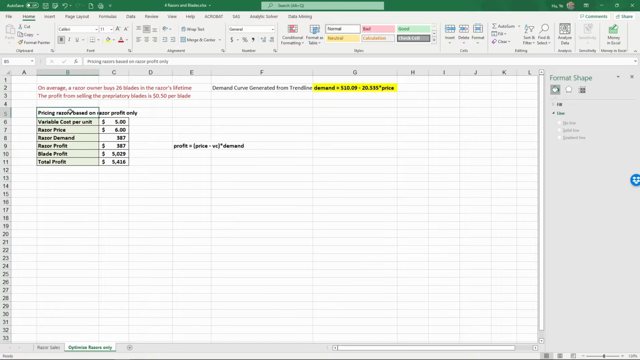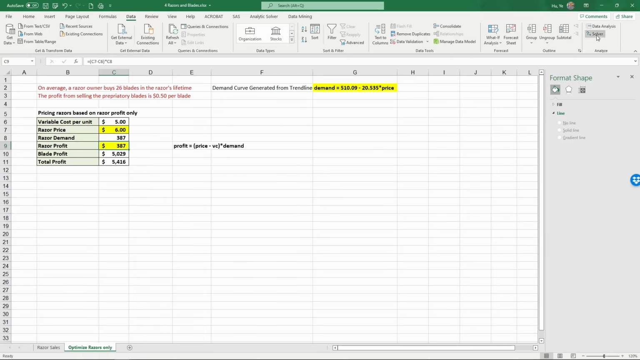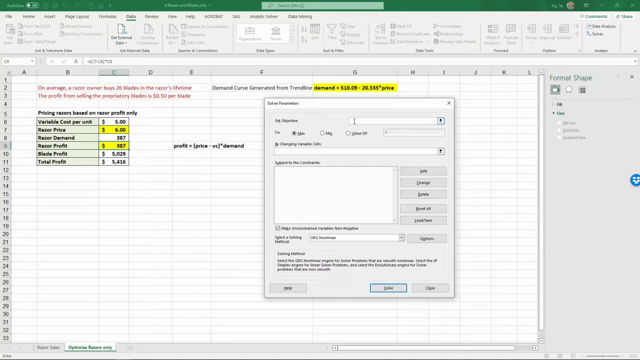So first, let's price the razors based on maximizing the razor profit alone. So we are going to set the razor price in order to maximize the razor profit. We're going to look at the razor profit as well as the total profit when we do that. So to do this, we're going to use Solver. Go to Data, Solver, and set objective is the razor profit to maximize it. And by changing the variable cells of price, so that's here in C7.